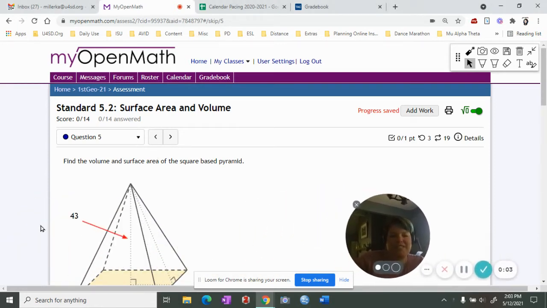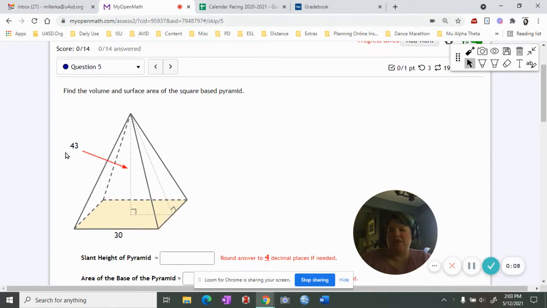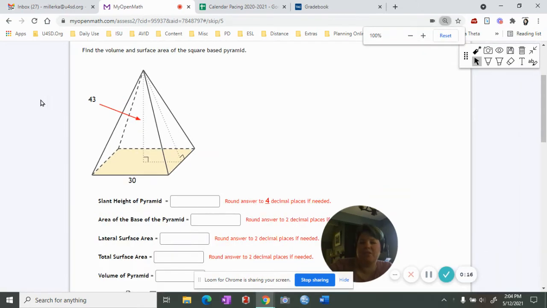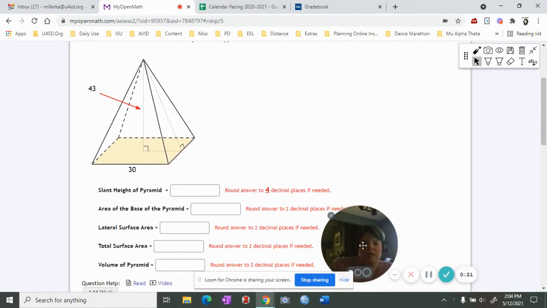Hello, geometry students. Let's work through some surface area and volume. I am going to start with pyramids, cones, and spheres, and take a look at this. I'm going to shrink this a little bit so I can fit everything on one screen.